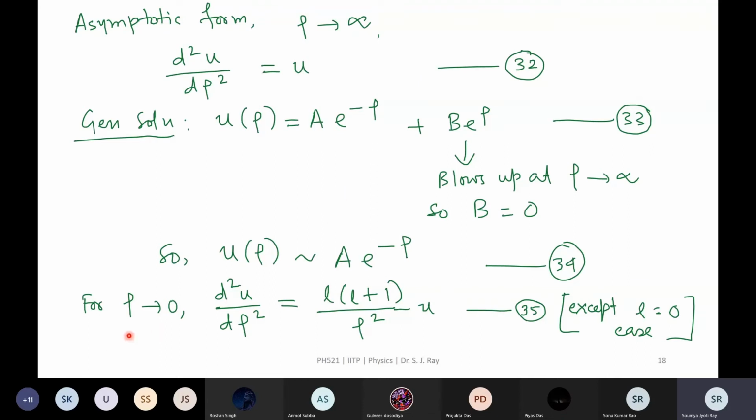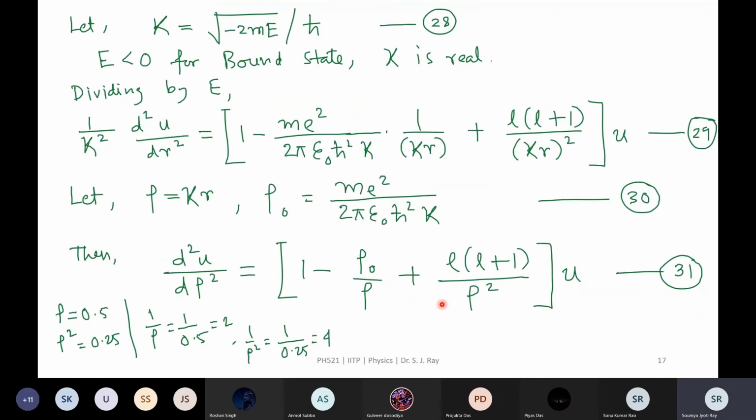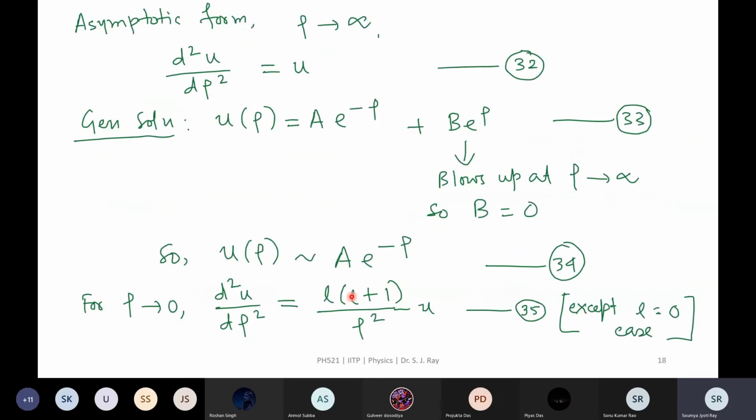Now we will again look at the case when ρ goes to 0. Earlier we looked at ρ going to infinity. Now we look at the opposite extreme, that is ρ goes to 0. If we have that, then d2u/dρ² will be L(L+1)/ρ² times u. Why? Again, let us see what is happening here when ρ goes to 0.